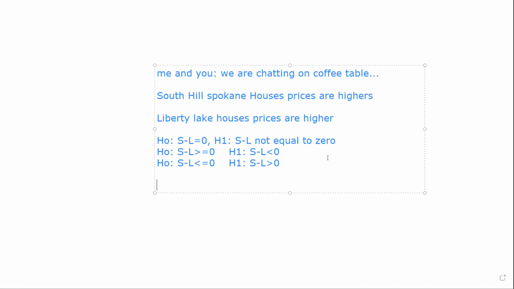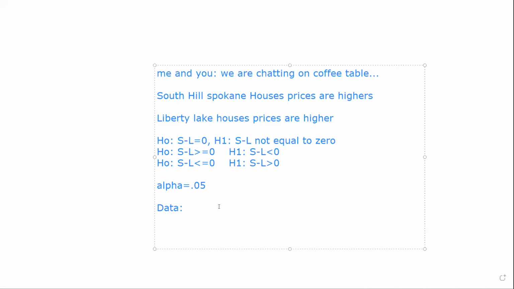Now, second step is, at what level of percent, so by default, I'm just checking this with 5% significance level, or in other words, alpha equal to 0.05. Now, third thing, we should have data.